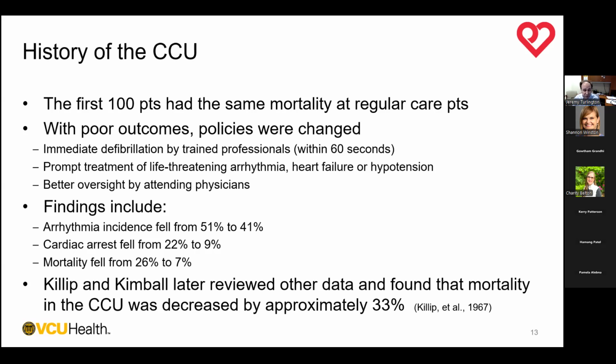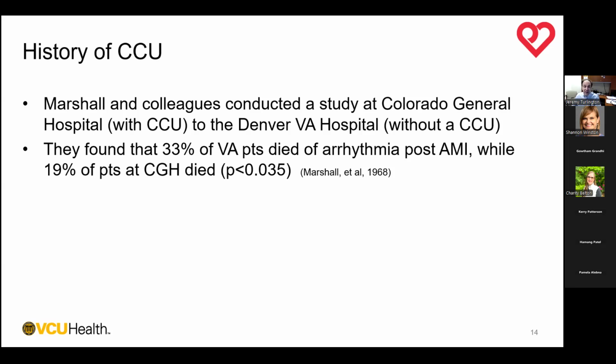But arrhythmia incidence also fell, and cardiac arrest dramatically fell. They reviewed other data in other CCUs, and again, overall, the mortality in the CCU with these advances, quick defibrillation, better staffing models, and intervening sooner could reduce the mortality post-MI by 33%. And finally, another group, Marshall and his colleagues, looked at 2 hospitals in Colorado. One was the General Colorado Hospital that had a CCU versus the Denver VA without a CCU. And again, found that at the VA, 33% of patients died of arrhythmia post-MI, while only 19% died in the CCU setting.